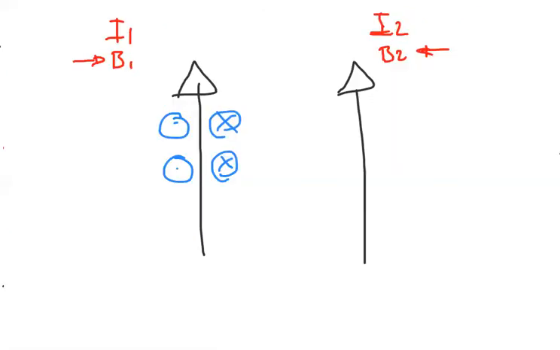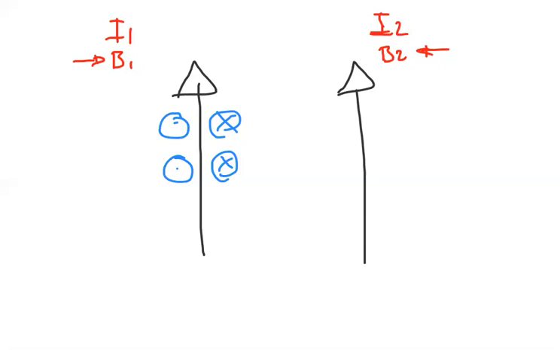Okay, so on the left, it's going out. But in the back, it's going to the left, and on the top, it's going to the right. We know that, but we're not concerned with that. So that's B1 direction, right? Now we want B2 direction.